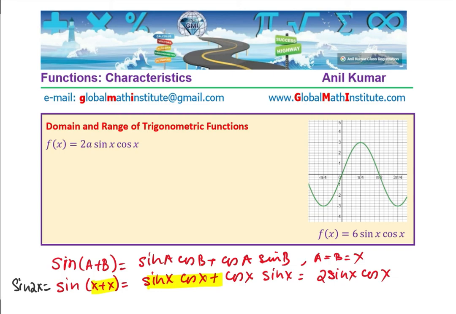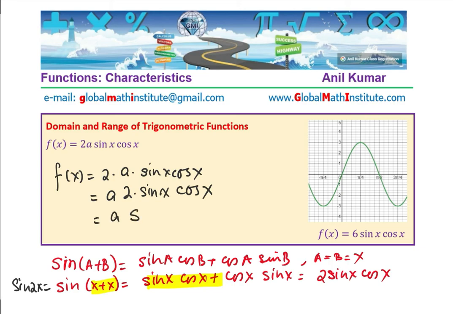So what do you notice here? I have purposely written the function as f of x equals 2 times a times sine x cos x, correct? So you can see this as a times 2 sine x cos x, correct? And that means a times sine 2x, the double angle formula. Now if you have a sine function, the maximum value of sine can only be 1, minimum minus 1, times a, perfect. And therefore, we have the domain and range of this particular function.